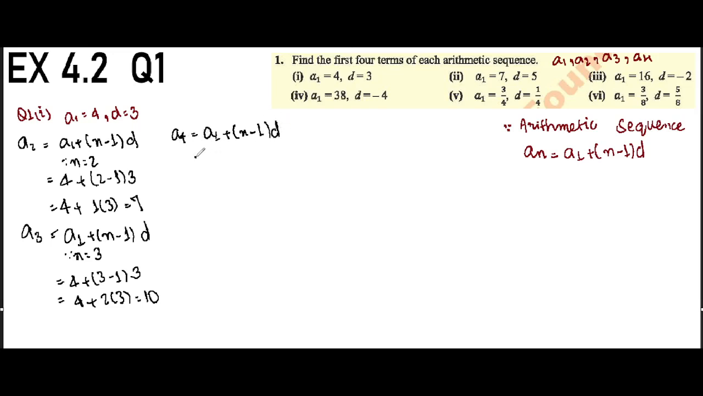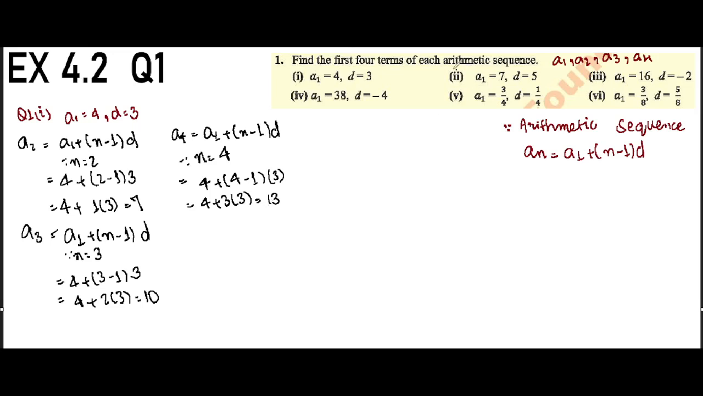n is 4 over here, so n equals 4. Then it is equal to a1 is 4 plus n is 4 minus 1 into d is 3. It is equal to 4 plus 3 into 3, which is 3 3s are 9 plus 4 gives us 13. So here is our result, but we can also do it without using this arithmetic sequence formula for the nth term. We can do it other than that too.